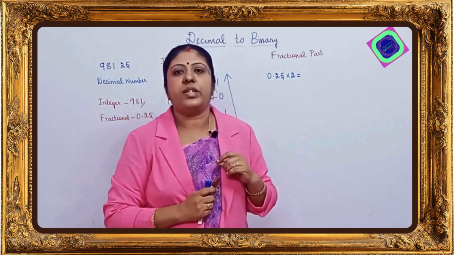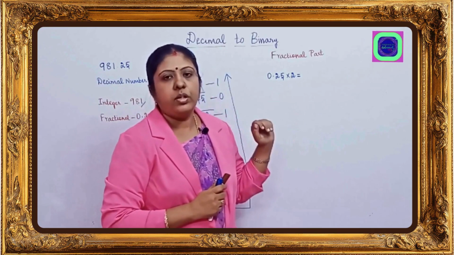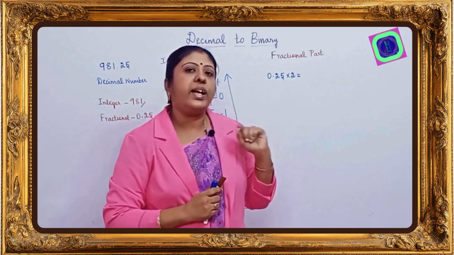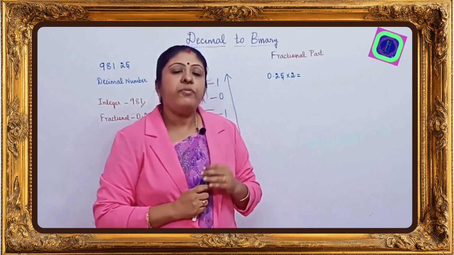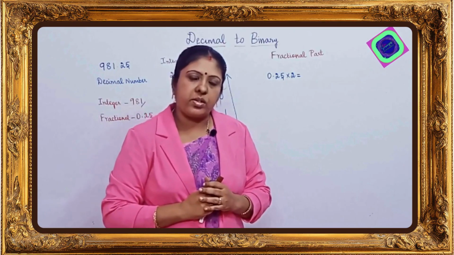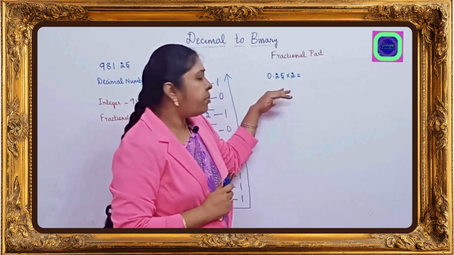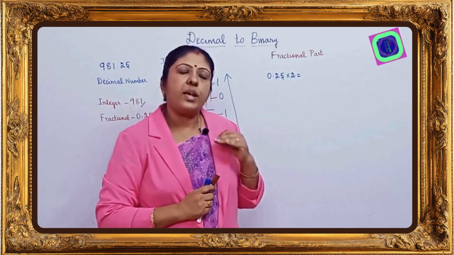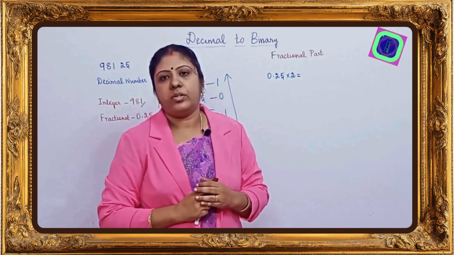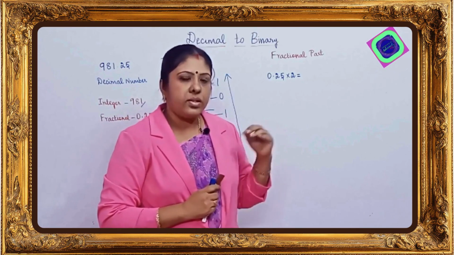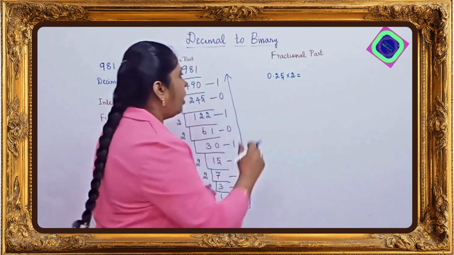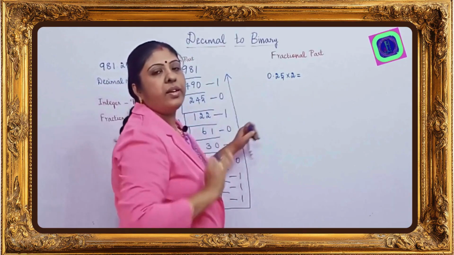There arises a question: when can this process be stopped? When the resultant fractional part becomes 0, after that we cannot continue the process, so we can stop. For a few numbers the fractional part can reach 0 in 1 or 2 steps. In some numbers we cannot attain it, so at that time we can just make a minimum of 3 iterations. Now 0.25, this is the given fractional part.